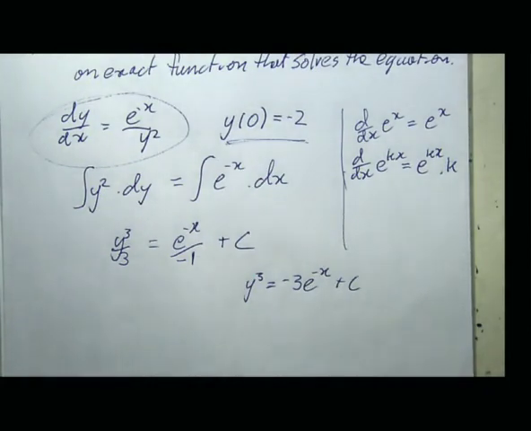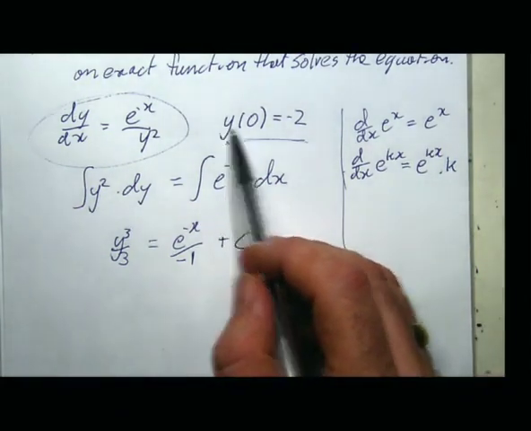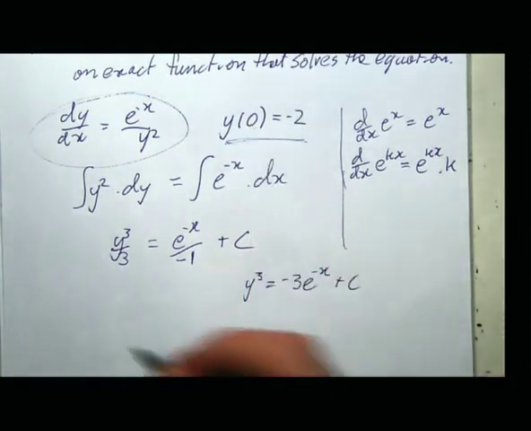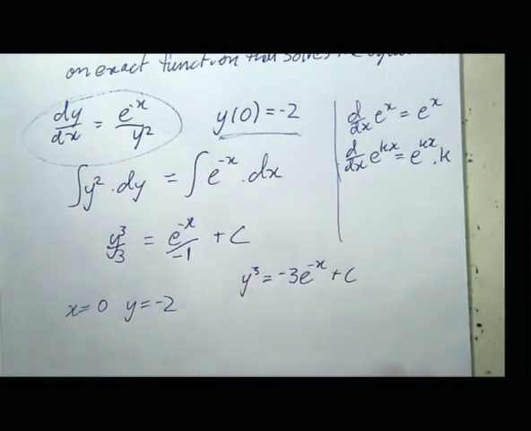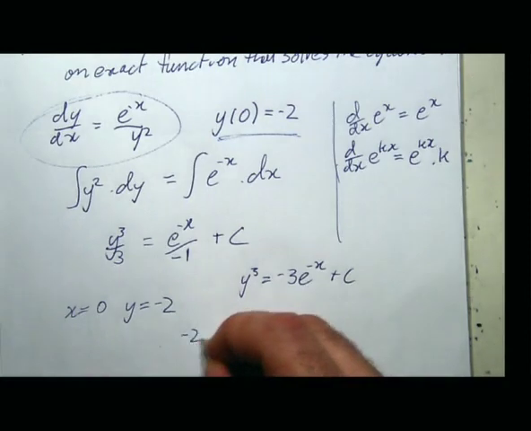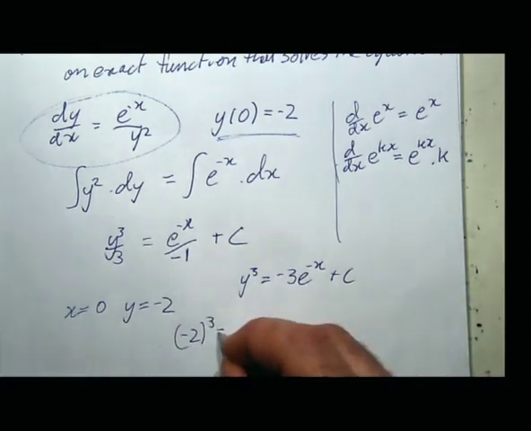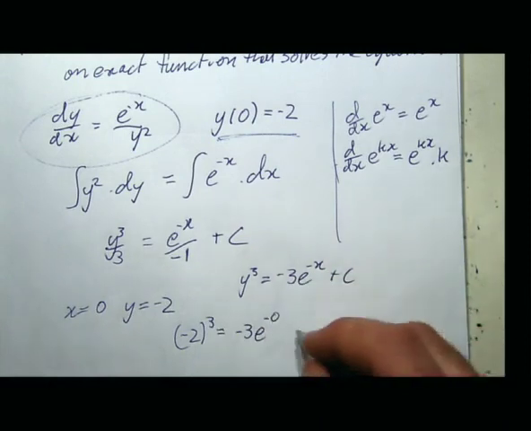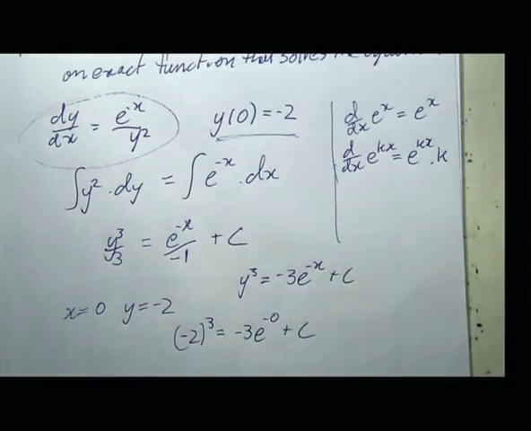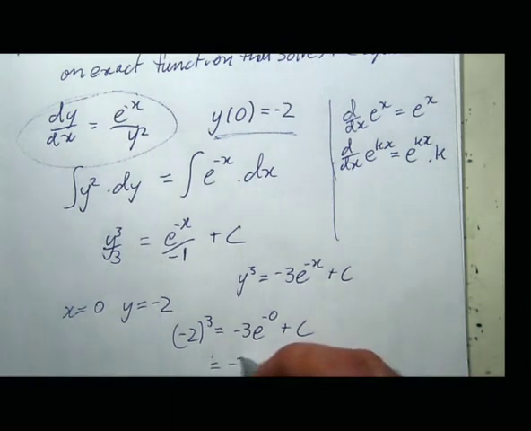What this is saying is y is equal to minus 2 when x is equal to 0. So x equals 0, y is equal to minus 2. That's how we're supposed to interpret that information. So we have minus 2 to the power 3 is equal to minus 3 e to the minus 0 plus some constant. So far so good. E to the 0, that's 1. Yes, that's right. Well done. Minus 3 plus c is equal to minus 8.